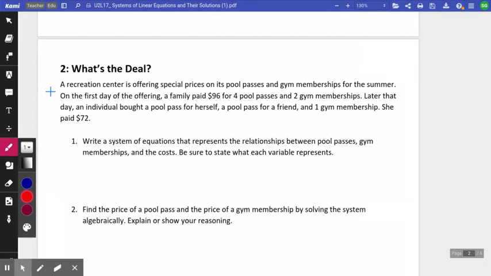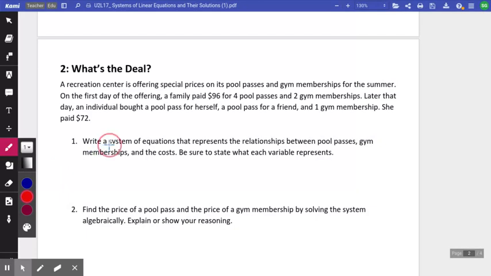Later that day, an individual bought a pool pass for herself, a pool pass for her friend, and 1 gym membership. She paid $72. The first part of this question asks us to write a system of equations that represents the relationships between pool passes, gym memberships, and the costs. Be sure to state what each variable represents.